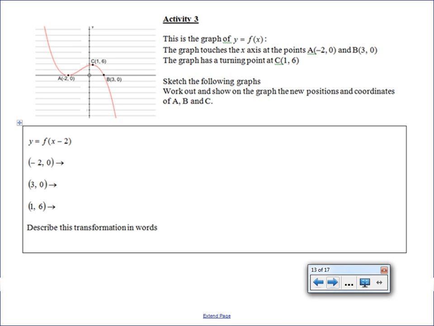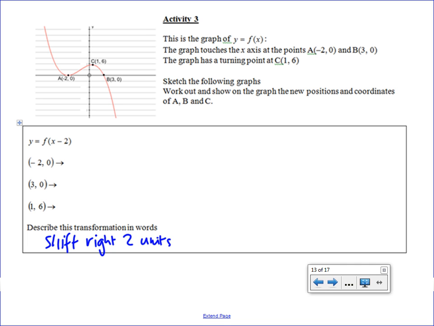Activity 3, we've got another graph given to us. In fact, it's the same graph as before, so you know what to do. Have a go at describing it and then think about what's happening to those coordinates. Well, it's inside this time. Which way are we going now? Okay, so it's -2, so we're actually going to go right. Yep, shift right 2 units.